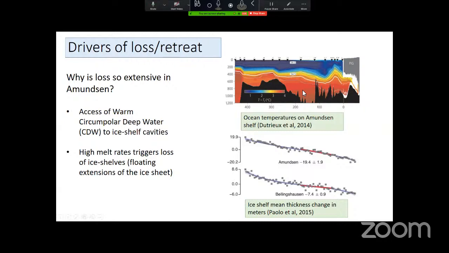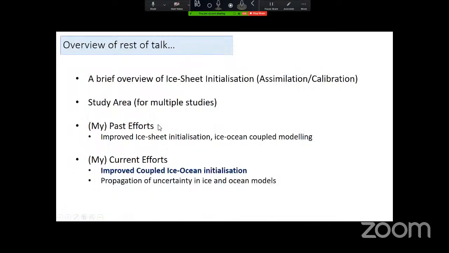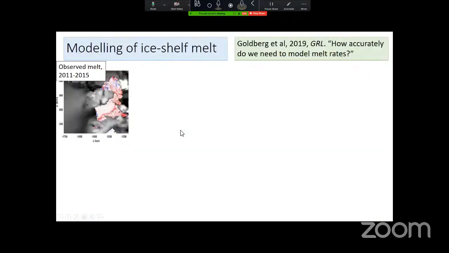I think someone did a more recent study on this. One of the reasons that Thwaites Glacier and Smith Glacier melt a little bit less than Pine Island Glacier is that when water makes its way onto the continental shelf in front of the Amundsen.